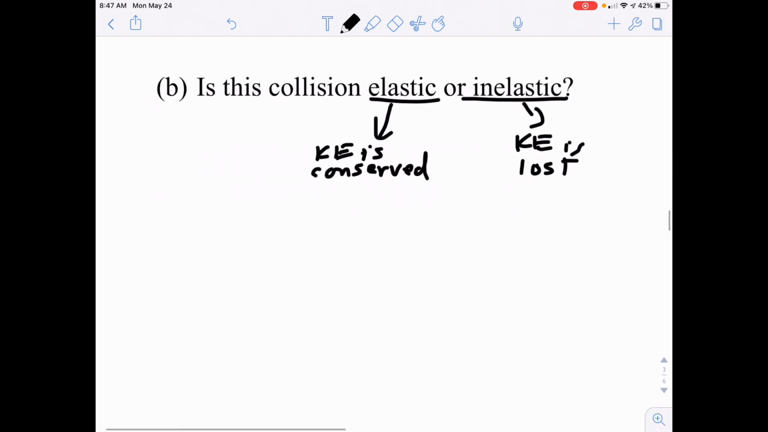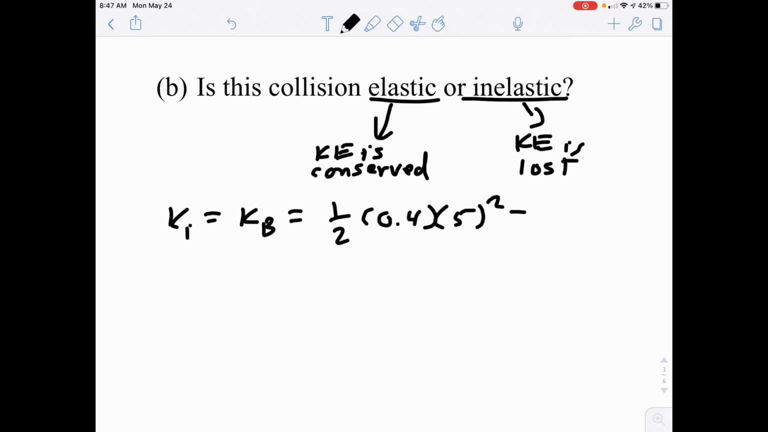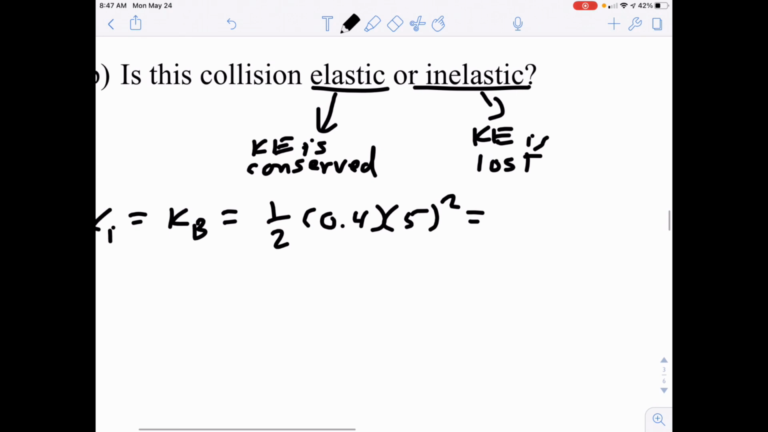So let's find kinetic energy. The kinetic energy initially would be the kinetic energy of the black car, because that's the only thing moving, and it's 1/2 times 0.4 times 5 squared. Well, 5 squared is 25, times 0.4 is 10. Take half of that and we have about 5 joules.